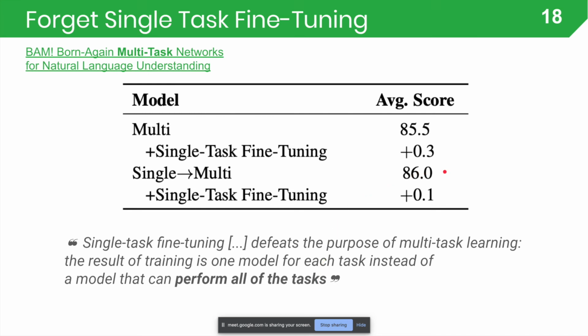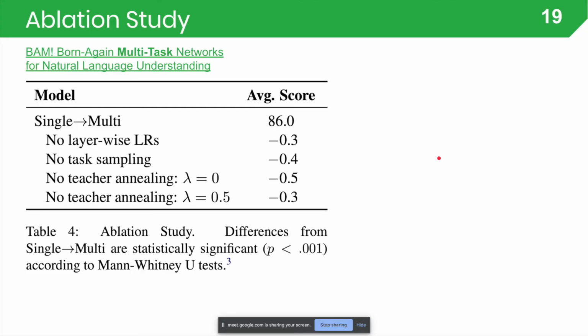And what they also show is that when they try to do single task fine-tuning at the end from their model, the difference in score isn't that significant, which argues for having the same model on all the tasks. Another thing that I like in this paper is the ablation study, which argues for the fact that they are using layer-wise learning rates. Otherwise, it would decrease the score a bit. They use some task sampling trick, and they show that if, instead of teacher annealing, they fix lambda to 0 or 0.5, they also achieve poorer results.